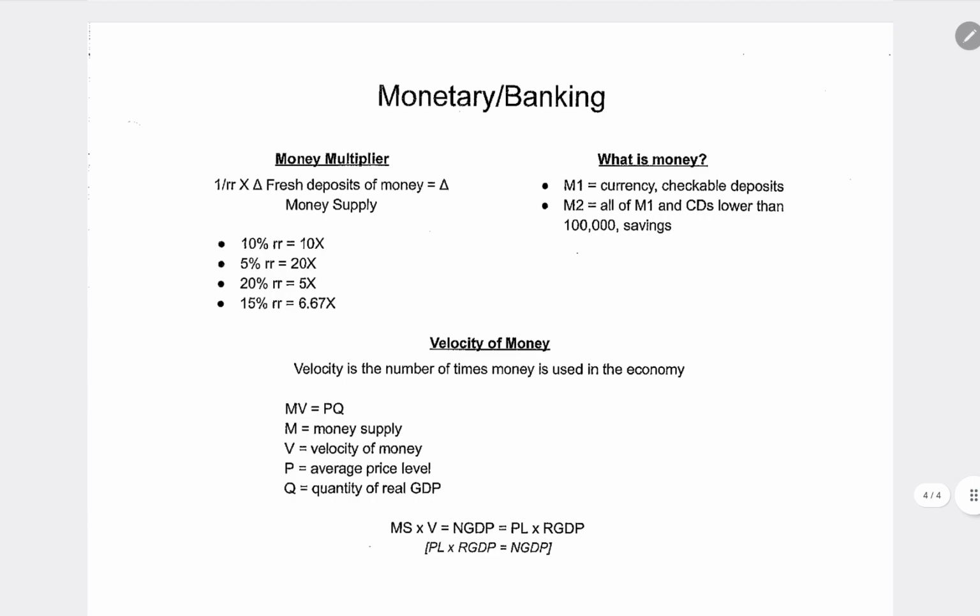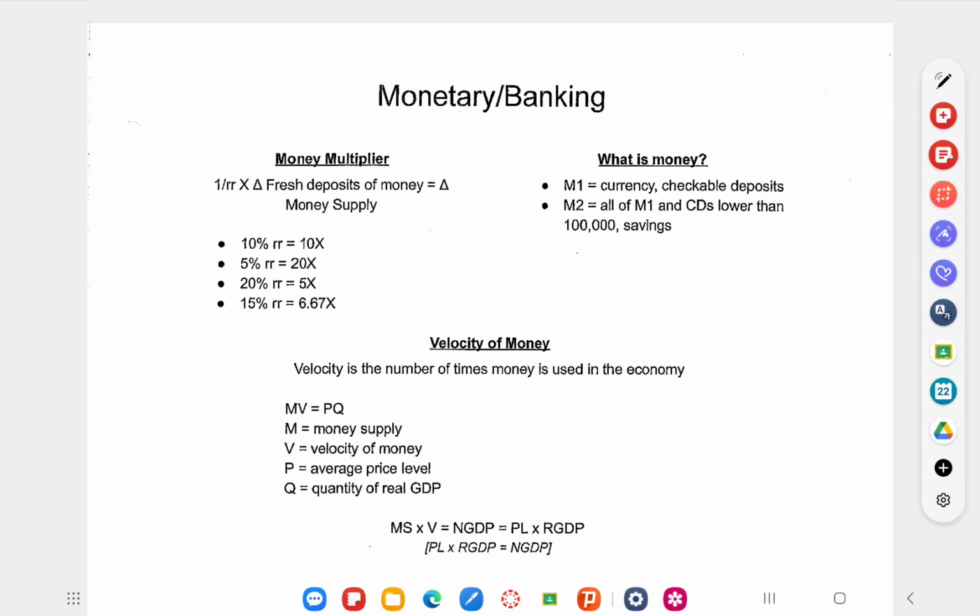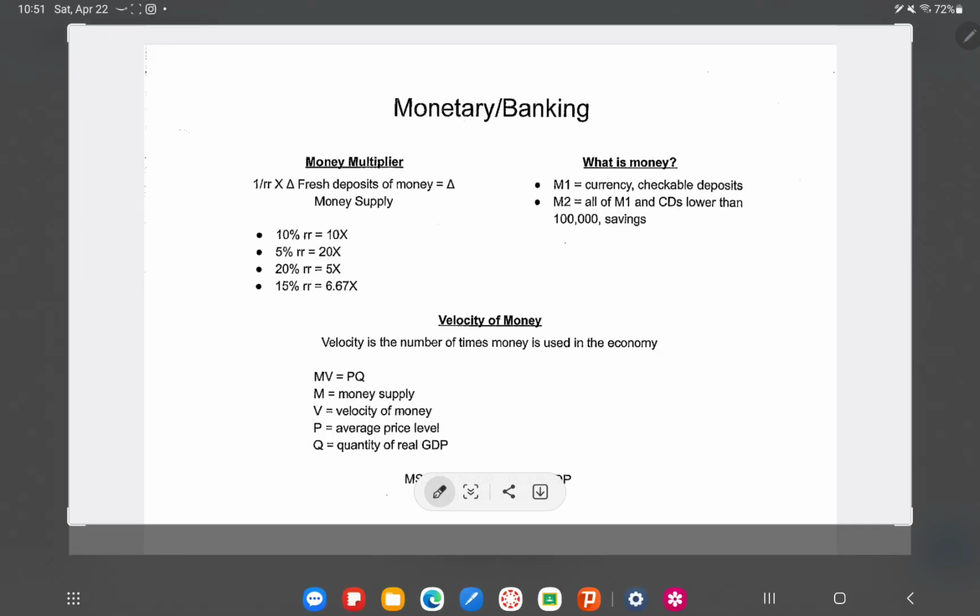Monetary banking is just, we have the money multiplier and we have the velocity of money, right? The money multiplier is just calculated by 1 over the required reserve ratio. So, okay, let me draw an example for you guys. All right, boys. Let's say they give you this data.